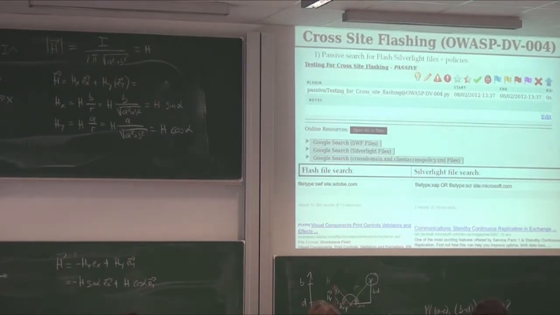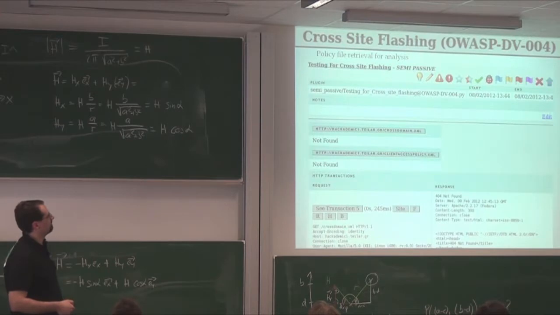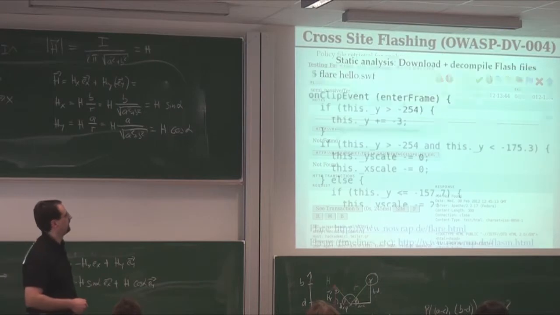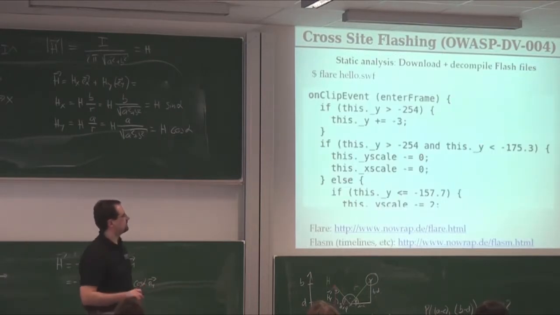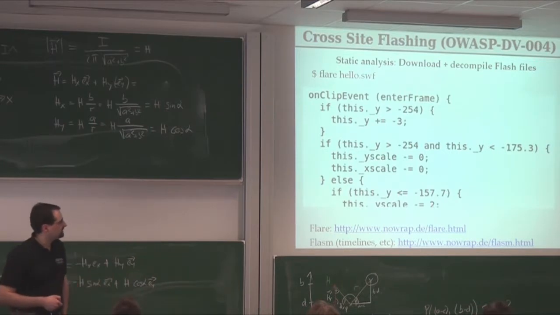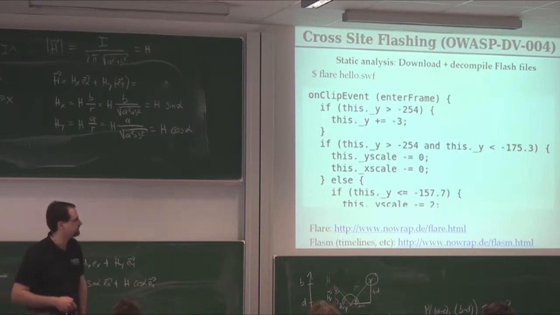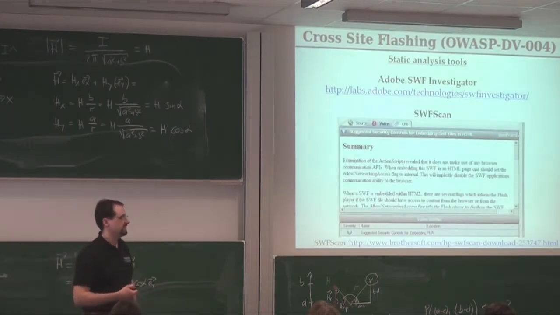Now for cross-site flashing, we can look for Flash files and Silverlight files and Flash and Silverlight policy files. There's a few Google searches for all this stuff. And the semi-passive plugin will make direct requests for the policy files. Another thing we can do is to decompile Flash files and try to find vulnerabilities in the source. Flare and Flasm are good tools for this. And of course, we can run static analysis tools like Adobe SWF Investigator, which was released last month. SWF Scan is a bit older.